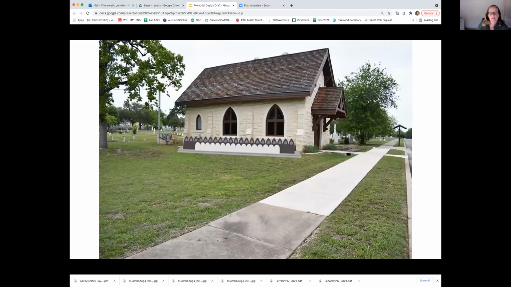So this is what it perhaps would look like from the street, and Greg Farrar will present a more interesting 3D model from this.